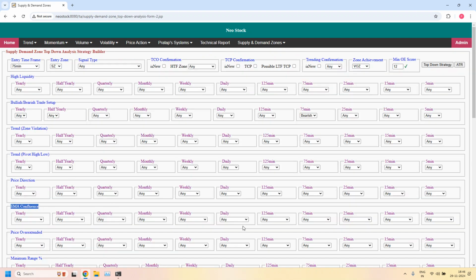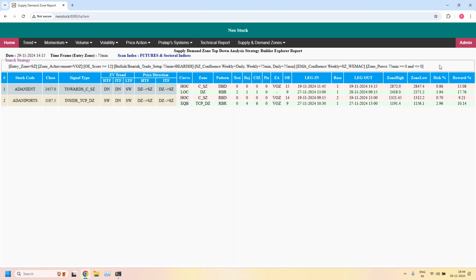In the EMA confluence, weekly time frame, weekly supply zones are having weekly EMA confluence filter is enabled. With this filter, we got 2 stocks. Out of these 2, second one is sideways, you can ignore it. First one is high probability trade setup supported 75 minute supply zone.